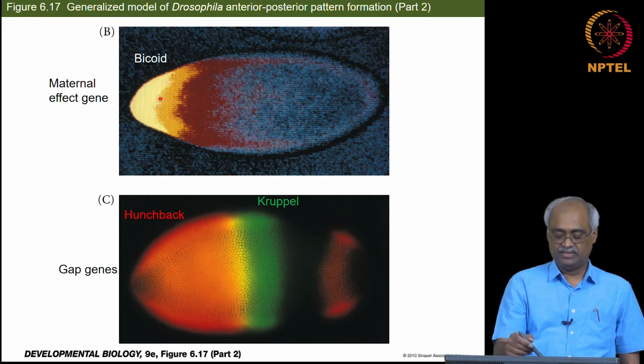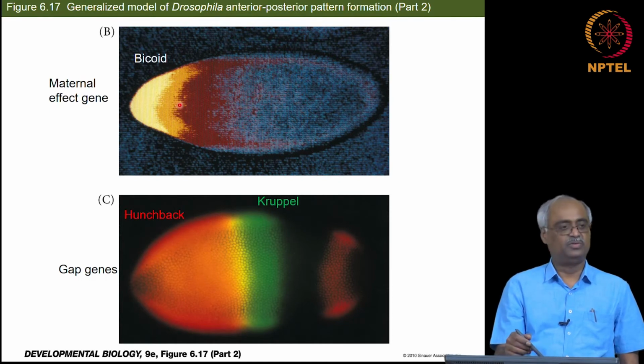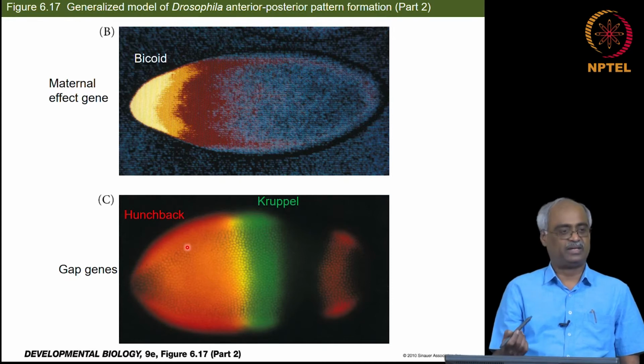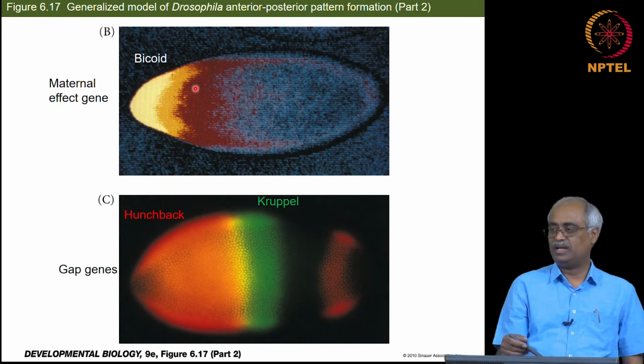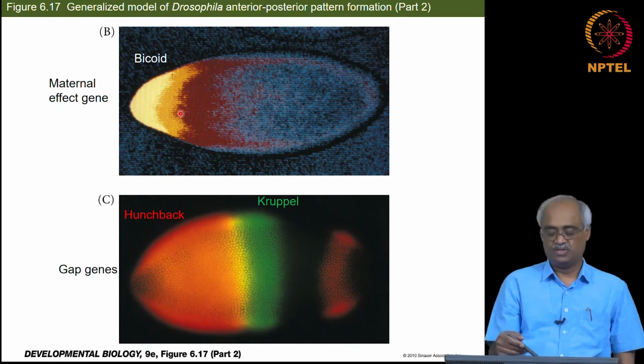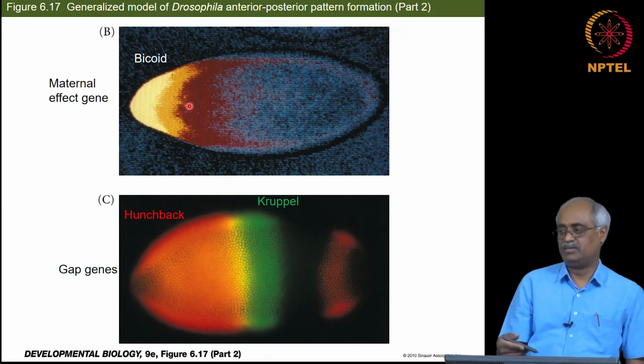And in the not so extreme, but still anterior portion, it is going to suppress the caudal expression, and in turn it allows the hunchback expression to happen there. So, it is a transcription factor as well, and it is going to activate hunchback. So, hunchback activation does not require a high concentration of bicoid.